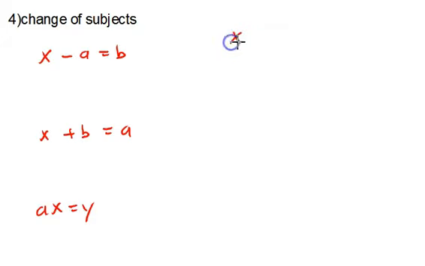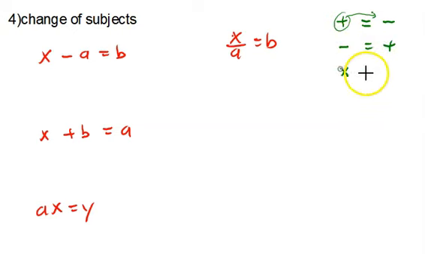Okay, if you notice, this is the equals to sign. So whenever you have a plus, when you move that, it becomes minus. If you have minus here, it becomes plus. If here you have a multiply, it will become a divide over here. And if you have a divide, it will become multiply. So this is the changing of subjects concept.